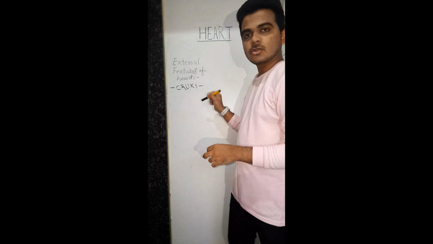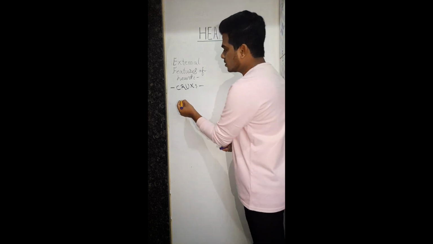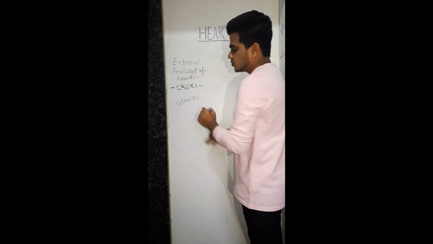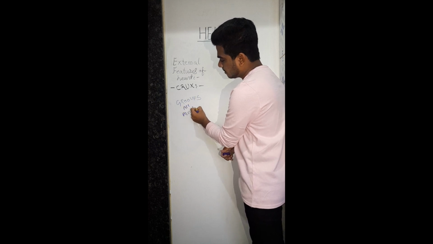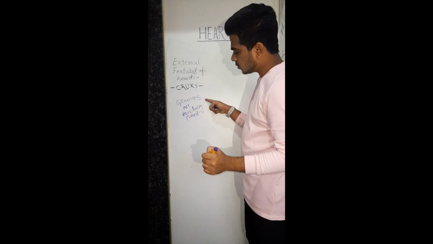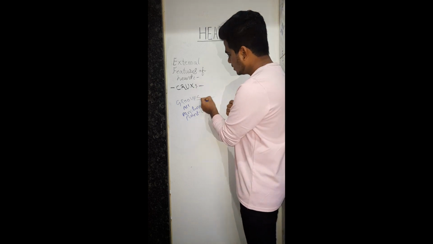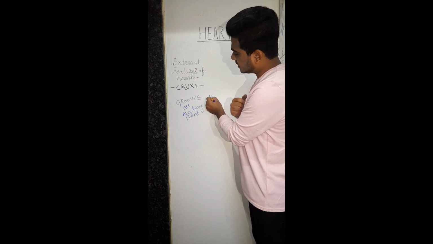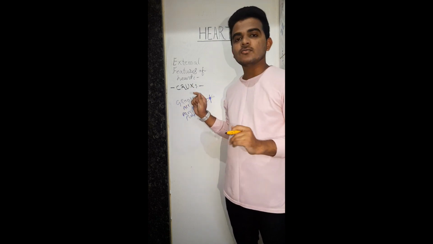So in the heart also, we see there are 3 grooves. The meeting point of all 3 grooves is known as the crux of the heart. Means, if these 3 are the grooves, then in the center there is the crux of the heart. So the meeting point of all 3 grooves is known as the crux of the heart, okay.